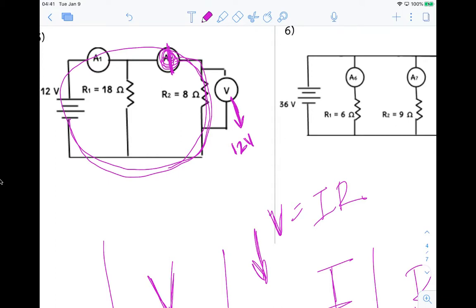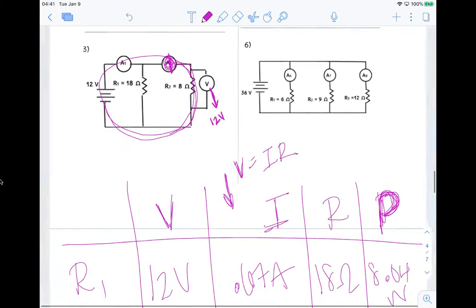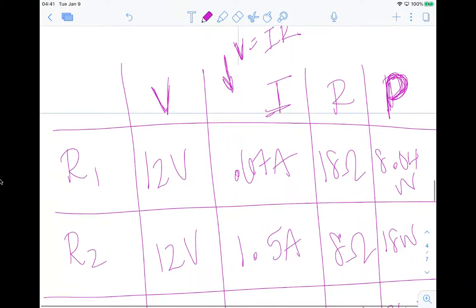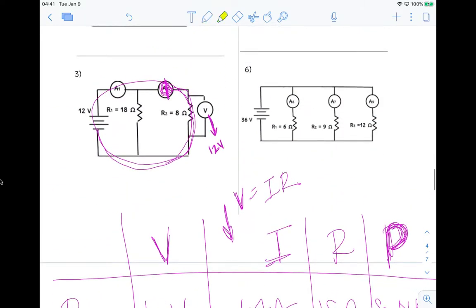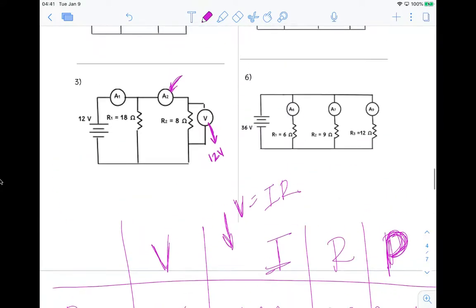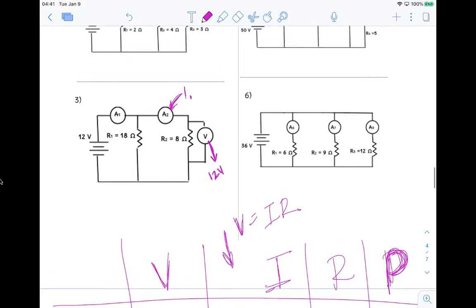There is no way for it to travel up the 18 ohm resistor, which means that A2 is only going to read the current flowing through the 8 ohms. So we look at 8 ohms, we look at 1.5 amperes, and that is the value that is associated with A2. So for A2, we have only the 1.5 amps based on the placement of A2.